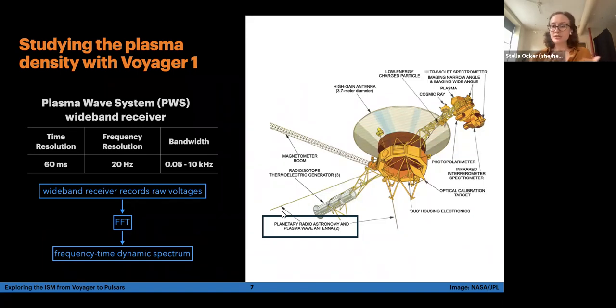And then we just use Fourier methods to convert the resulting voltage time series into frequency time dynamic spectra of the plasma's electric field. The methods that we use to analyze these voltage time series are very similar to the methods that we use in pulsar astronomy. And the typical time and frequency resolution and bandwidth of these resulting dynamic spectra are shown in this table here.